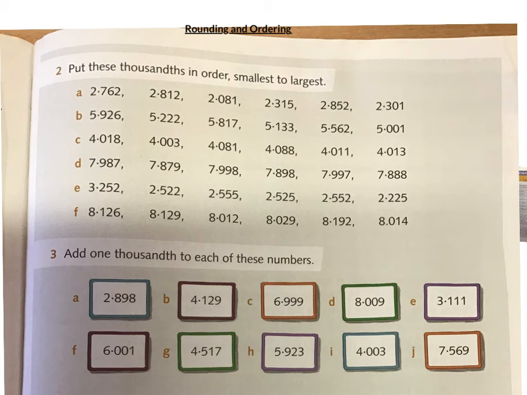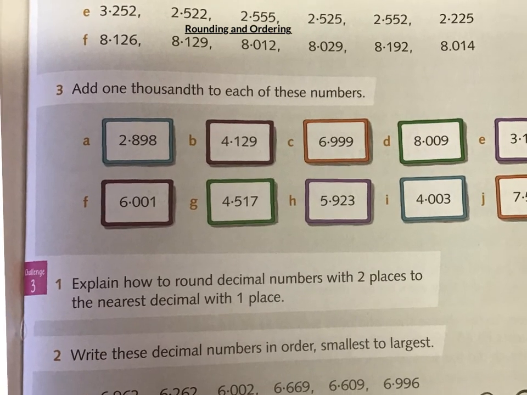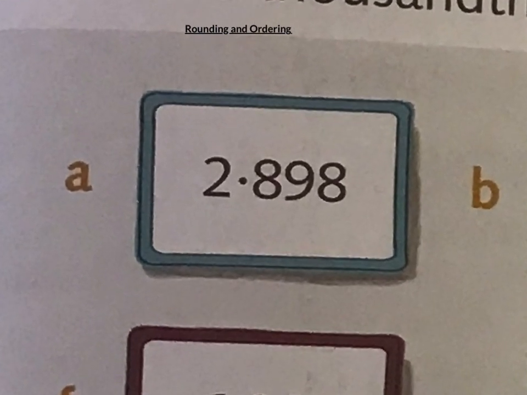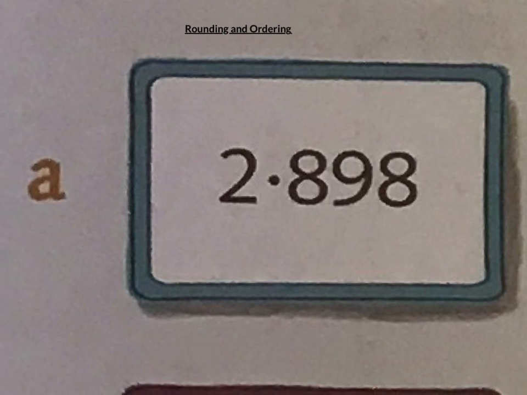In challenge 2, question 2, once again you're putting thousandths in order. And in question 3 it says add 1,000th to each of these numbers. So let's do an example. We're adding 1,000th. Now with place value, it's very important to remember what each house represents. So we have our ones house, followed by our decimal point, then our tenths, hundredths and thousandths. We're adding 1 to the thousandths column or house.